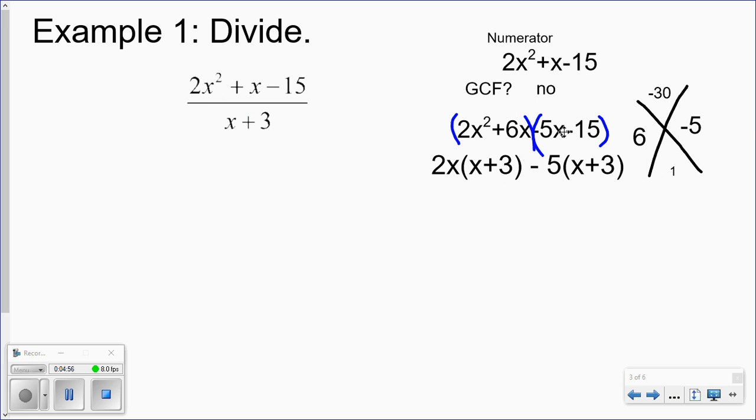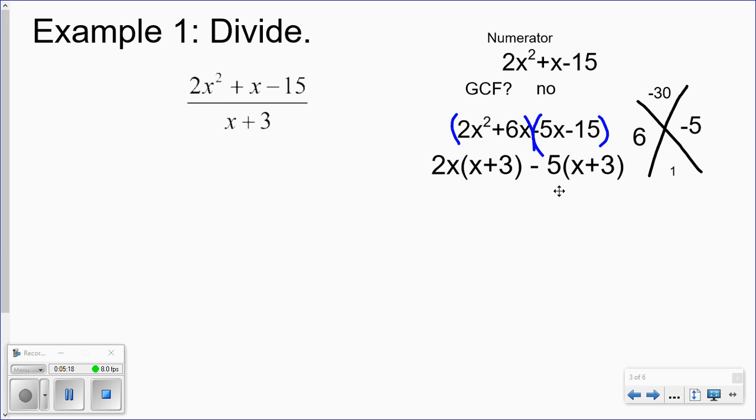Now for the second group, I can divide both of them by negative 5. I don't have a common x value though. So just -5. So that's what I pull out to the front, the -5. -5x divided by -5 gives me 1x, and -15 divided by -5 gives me 3.